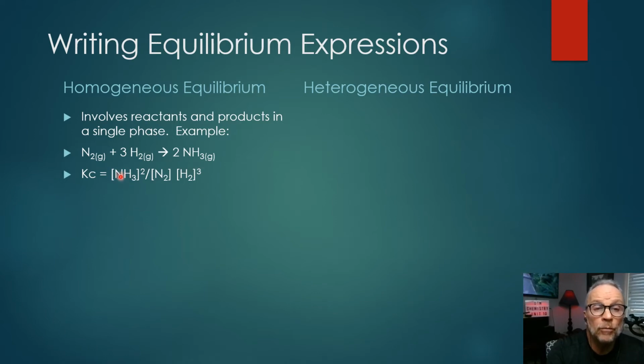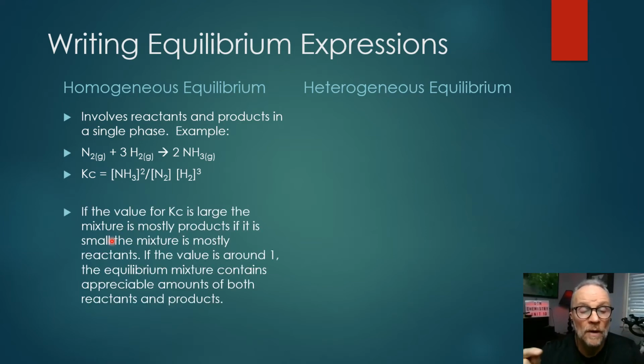It could be the partial pressure of ammonia raised to the second divided by the partial pressure of nitrogen times the partial pressure of hydrogen raised to its coefficient. If the value of Kc is large, the mixture is mostly products. If it is small, the mixture is mostly reactants.